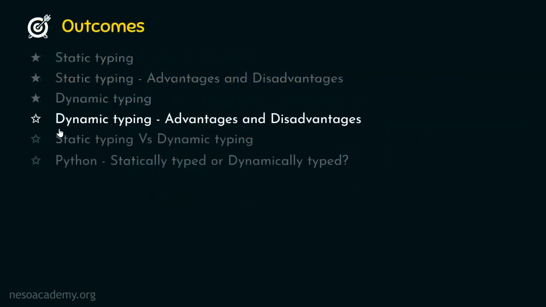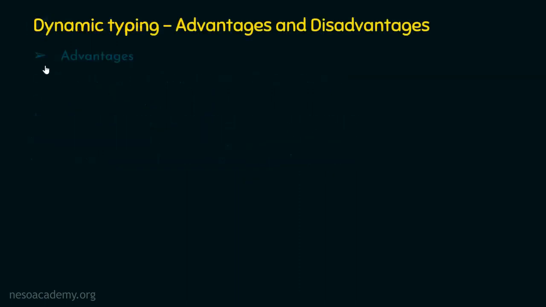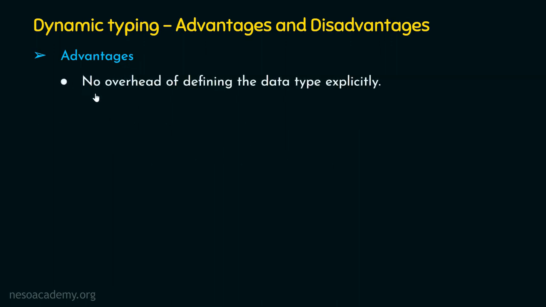Moving on, let's see dynamic typing advantages and disadvantages. Let's see the advantages first, as we saw in static typing also. The first advantage here would be that there is no overhead of defining the data type explicitly. Well, we saw this just a while ago. The data type does not need explicit definition during the writing of the code, and the same is adjudged during the runtime.